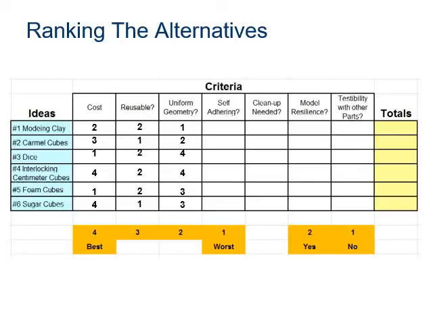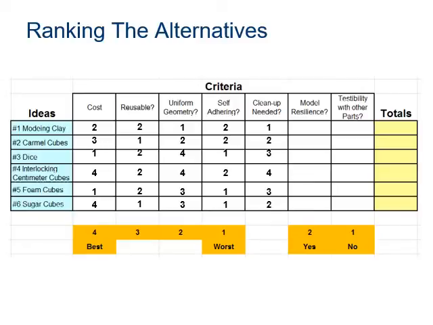Next, we score the uniform geometry. The best options here are dice and interlocking cubes. They both get a 4. And the worst option is modeling clay, which gets a 1. Going on down the line, we've got self-adhering. They're all getting ones and 2s because it's a yes or no question.